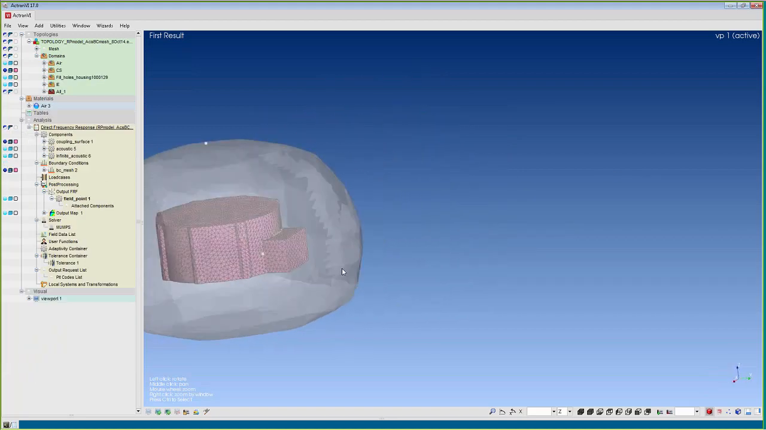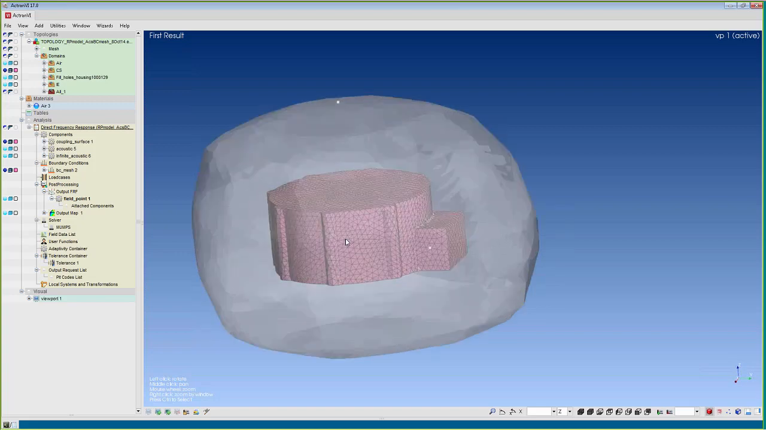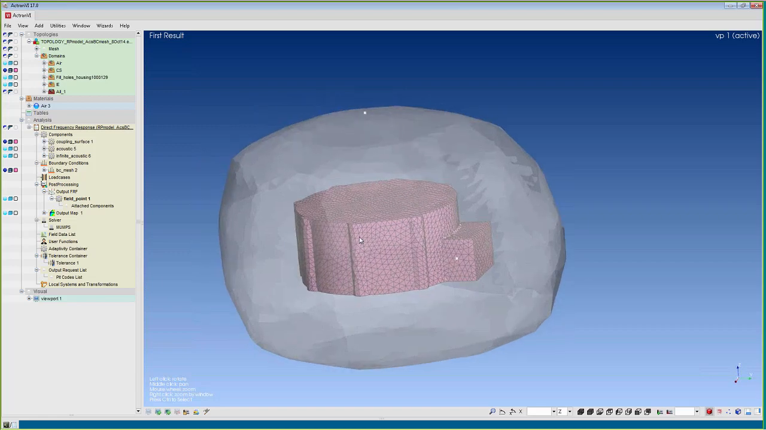So this is the acoustic model. The acoustic model consists of a coupling surface where we take the structural vibrations and apply it as the acoustic excitation or acoustic sources. So the coupling surface in this case is this red mesh right here. It's like a wrap around the stator and the housing. We call it shrink wrap actually.